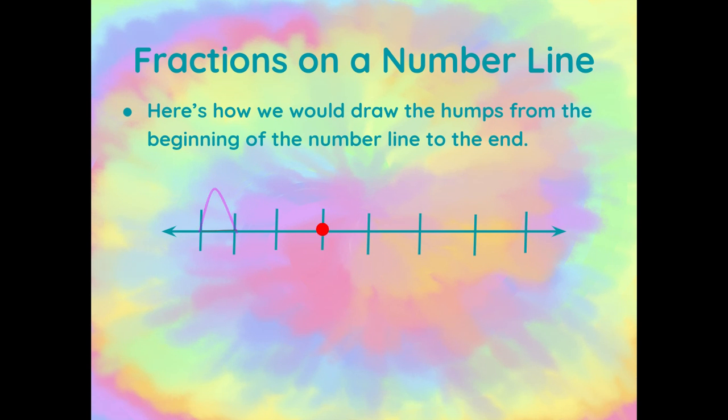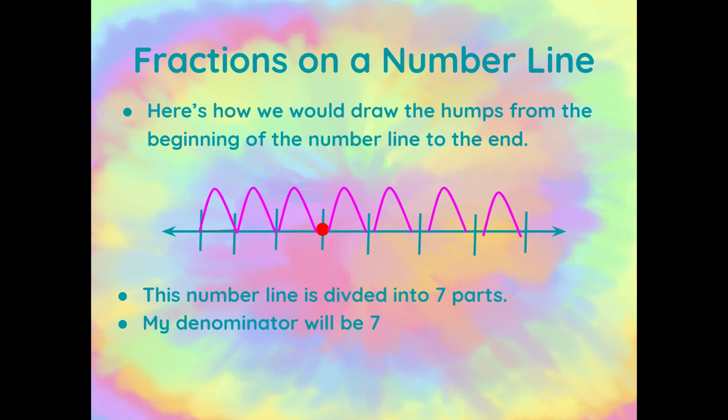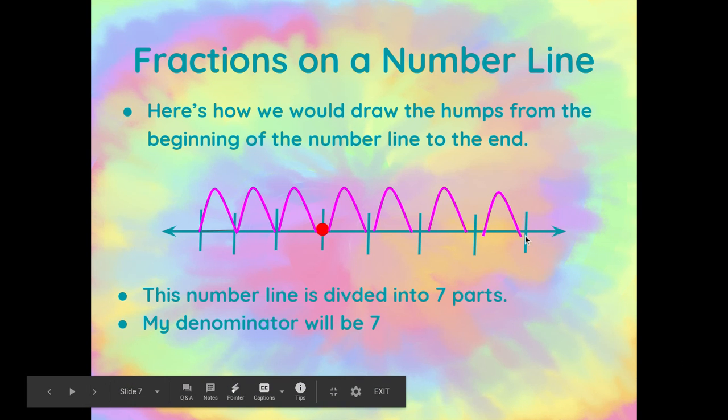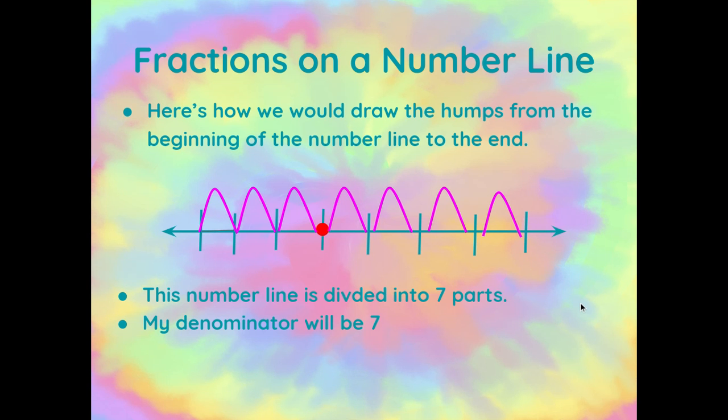All right, so here's how we would draw the humps from the beginning of the number line to the end. 1, 2, 3, 4, 5, 6, 7. The number line is divided into 7 parts. So my denominator will be 7. So this number right here is 7/7, or 1 whole. But we're looking for what fraction this is.